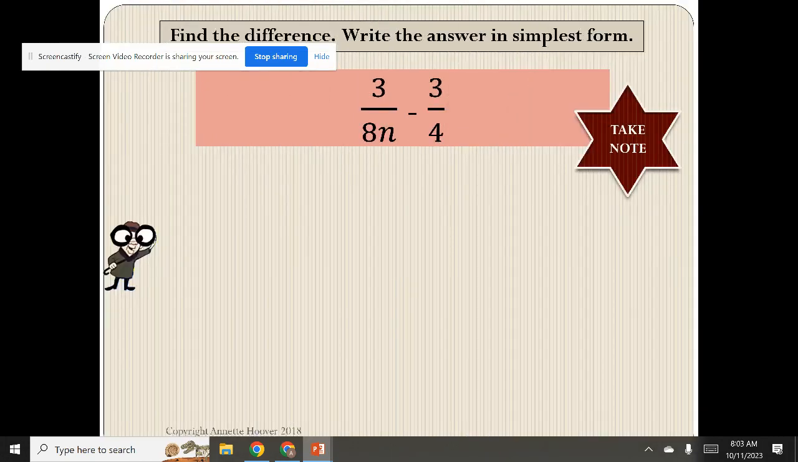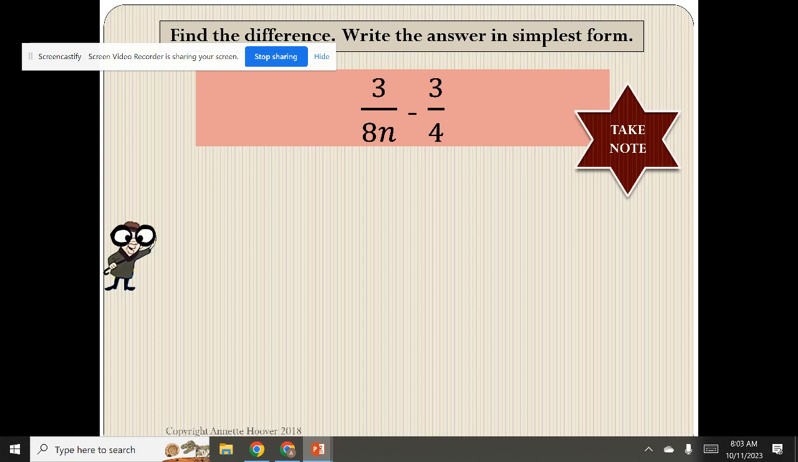All right, this time we're going to add some variables, which makes it more like algebra. So here's how we're going to find the common denominator. First of all, I'm going to look at the numbers in the denominator. We have an 8 and a 4. What is the least common multiple for 8 and 4? It is 8. And then whatever variables I see, I don't see one over here, but I see one right here, I'm going to write it down in the denominator. So our common denominator is 8n.